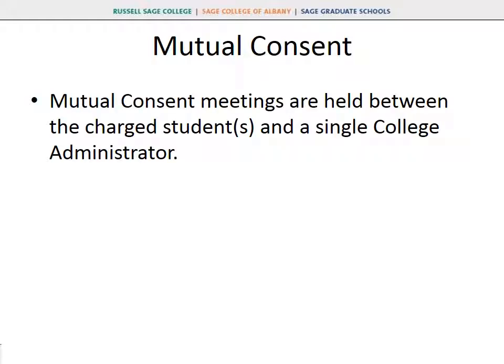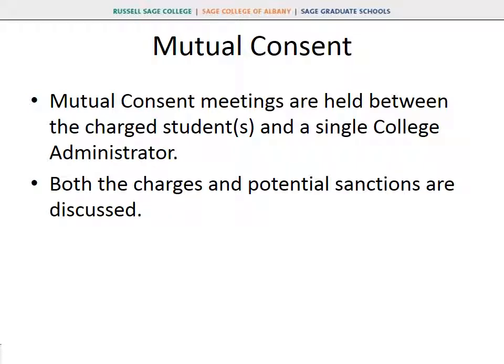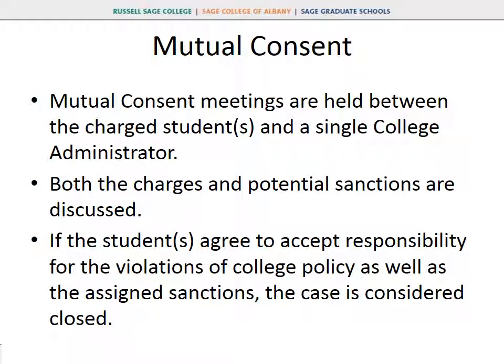Mutual consent. Mutual consent meetings are held between the charged students and a single conduct administrator. Both the charges and the potential sanctions are discussed. If students agree to accept responsibility for the violations of college policy as well as the assigned sanctions, the case is considered closed. However, if the student admits to violating institutional rules but sanctions cannot be agreed upon, subsequent process, including a hearing if necessary, shall be limited to determining the appropriate sanctions. If the student does not take responsibility for the misconduct at all, a full hearing will be scheduled.